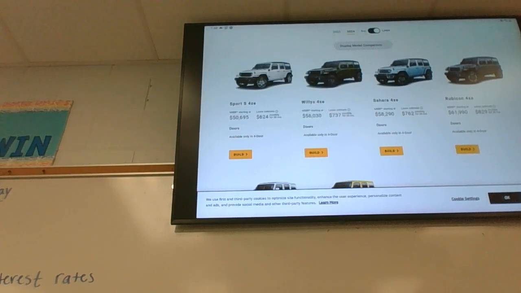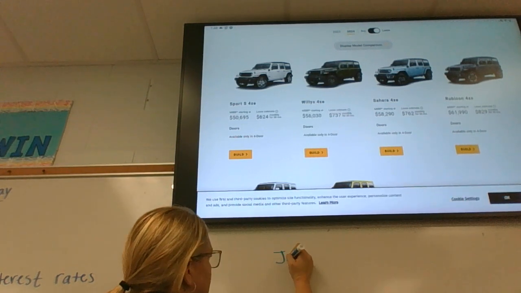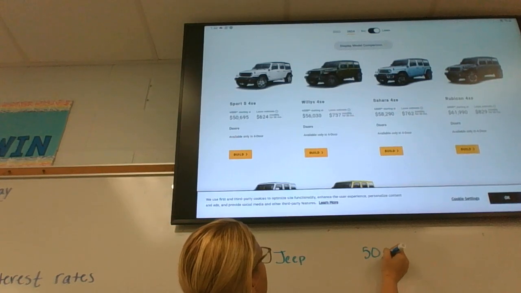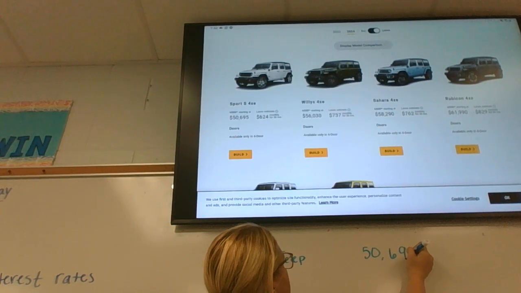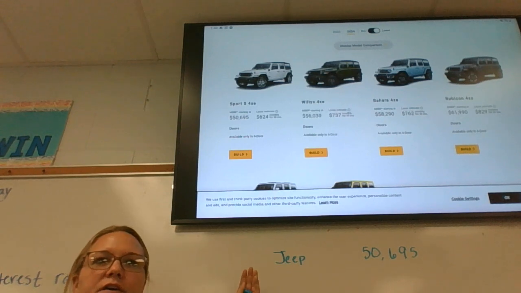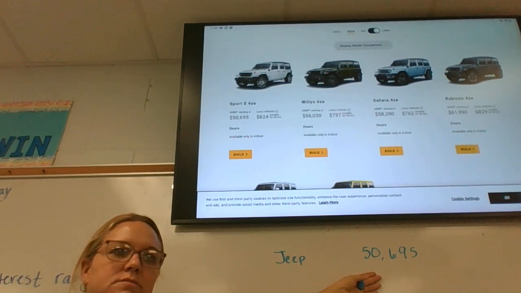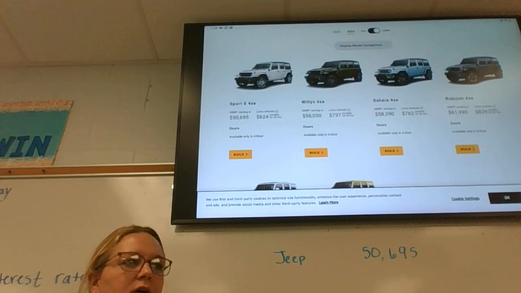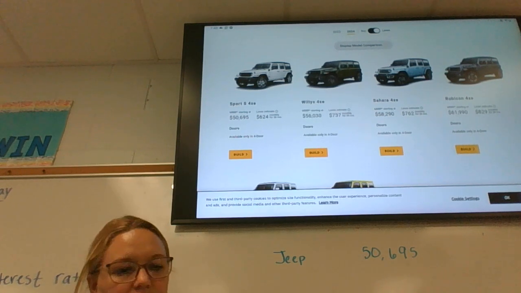Okay, so I'm going to start mine, and if you want to just do the assignment like me, you can. I'm going to start with the Jeep. The starting cost is 50,695. If you have found a different vehicle, go ahead and do your own. That's fine too. And you have a few more minutes. You can keep looking if you want.